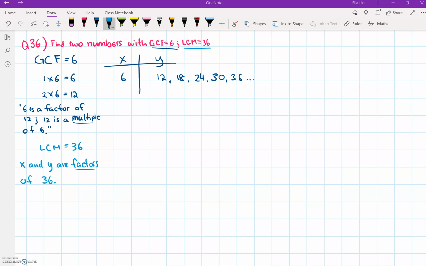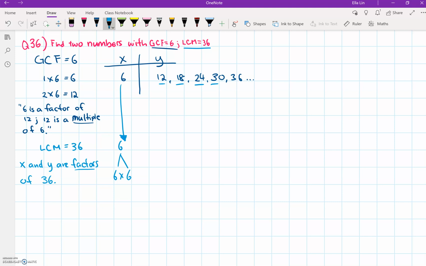So let's see here. If 6 was my first number here, then how does 36 become a multiple of 6? Well, I would have to do 6 times 6 in order for this to be a multiple. Okay, so that works. Now, could 12, 18, 24, or 30 be my lowest common multiple?